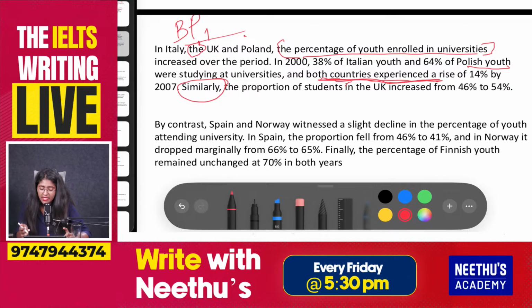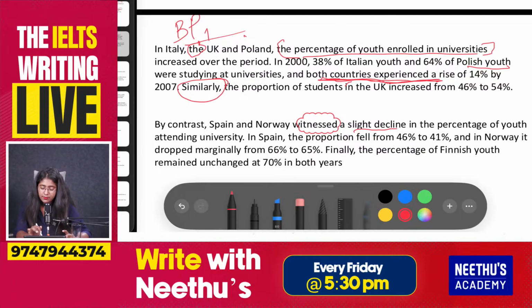By contrast, Spain and Norway witnessed a slight decline in the percentage of youth attending university. By contrast, what? Spain and Norway witnessed. Instead of saying "showed," they have used the word "witnessed." So that means in this paragraph they're going to talk about Spain and Norway.